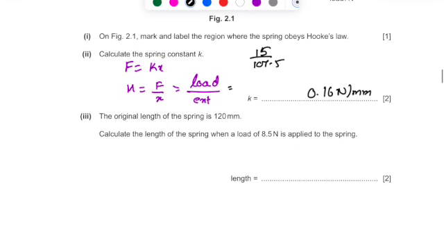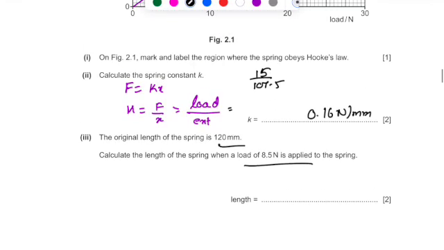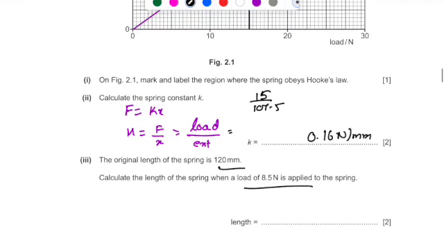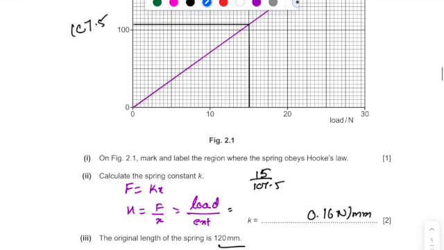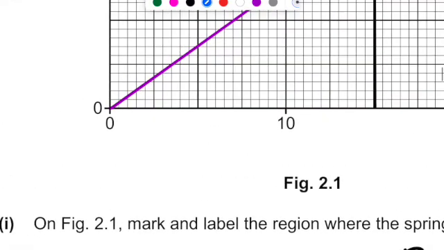The original length of the spring is 120 millimeters. Calculate the length of the spring when the load is 8.5. So what am I going to do from 8.5? Where is 8.5? Now this gap, how many lines gap is it? It is 20 lines gap. 20 lines gap is 10. So each two lines is 1.